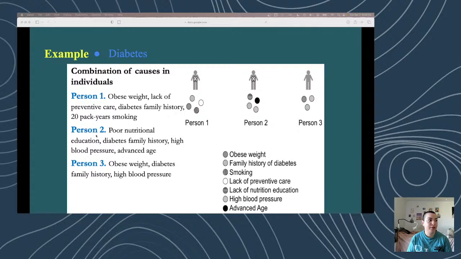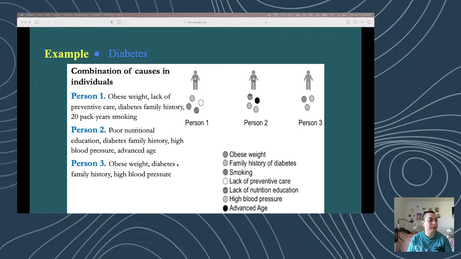They have diabetes. Person 2 has poor nutritional education. Maybe they don't have a poor diet, but they have poor nutritional education. They have diabetes, family history. They have high blood pressure, and they're old. They have diabetes. Now, all 3 of these things with person 3 are causes for these first 2 people, but they don't cause diabetes in person 3.